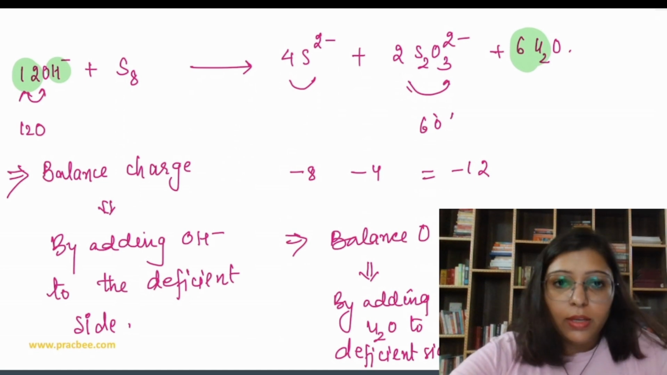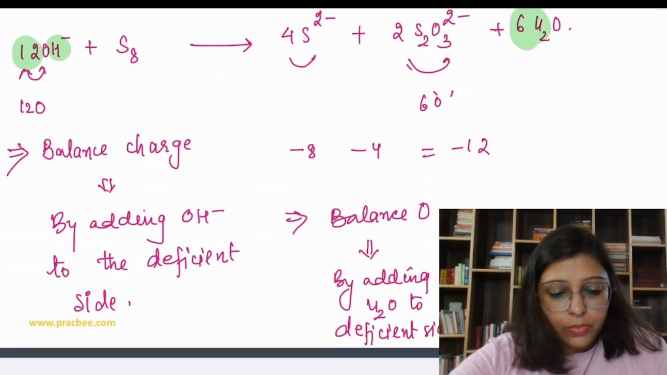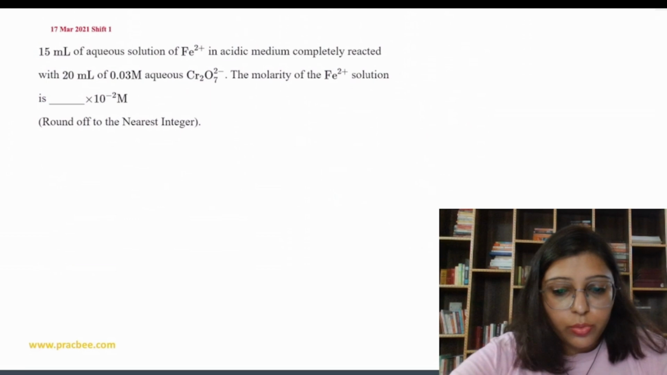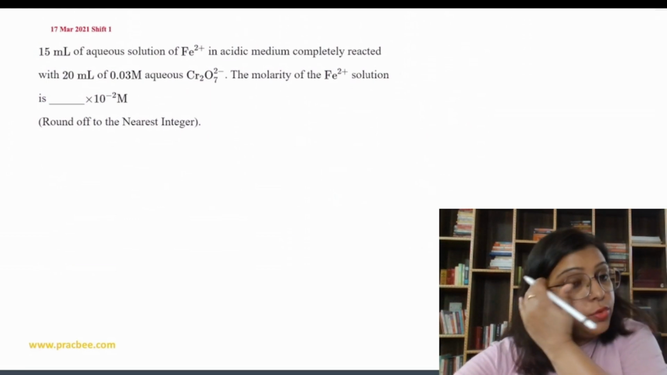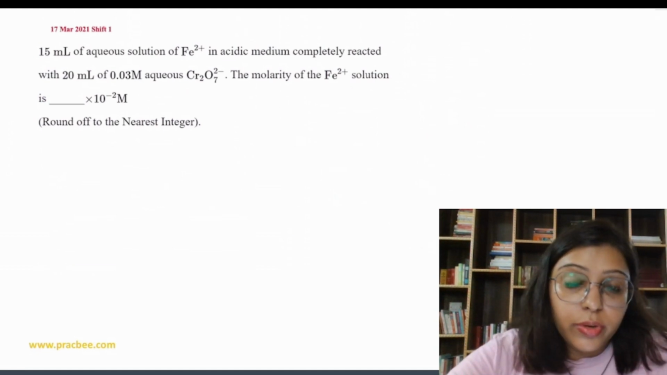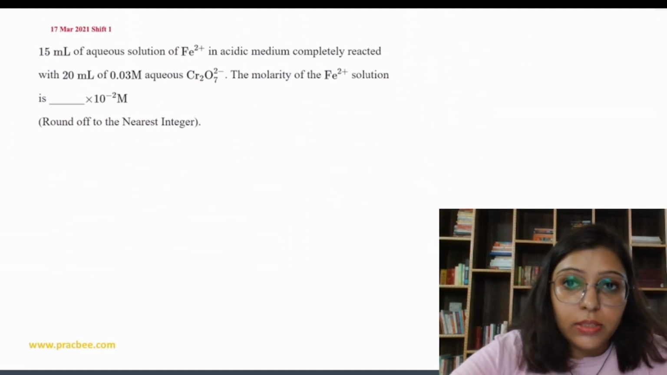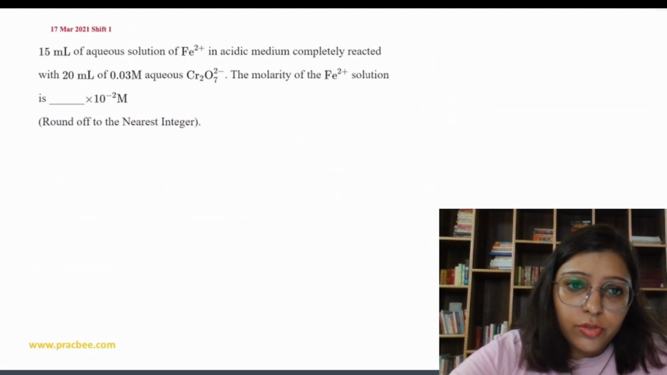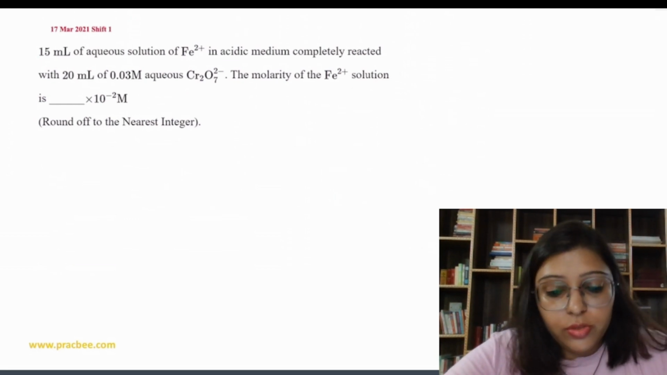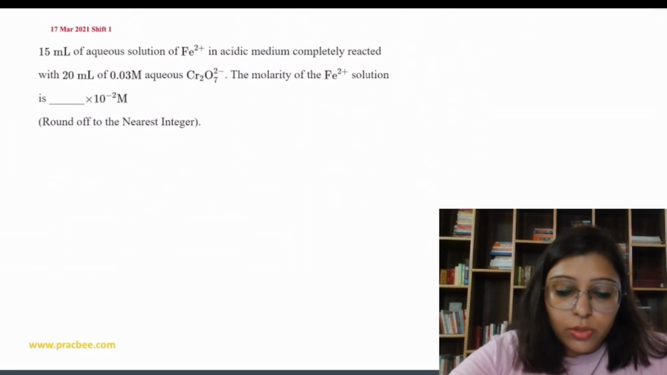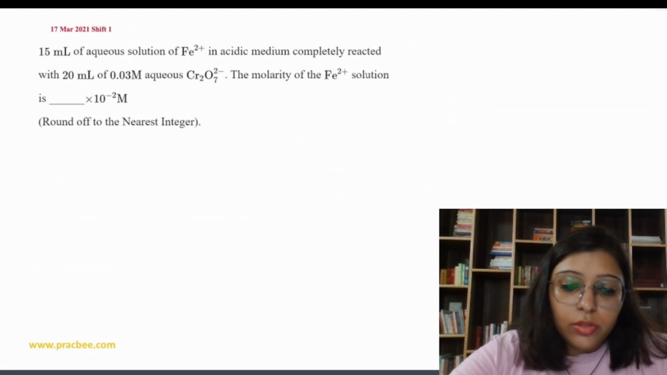Okay. Let's do the next question. This is the last question that we are going to do for the stoichiometry part. Rest, you have to try other previous year questions on your own. And I have discussed enough number of questions. It's just that you have to do the revision. You have to do more and more questions. That's it. Okay, let's do the last question for today's class.